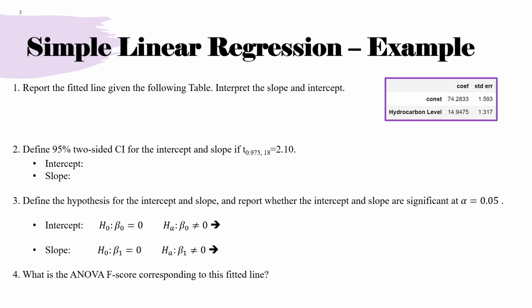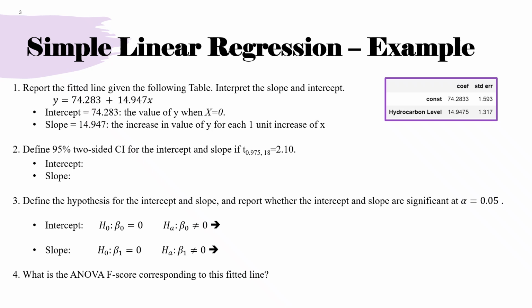From the provided partial output, we can see the fitted regression coefficients and their corresponding standard errors. Using the coef column, we report that the fitted regression line is y equals 74.283 plus 14.947 times x, where y denotes oxygen purity and x denotes the hydrocarbon level. In this fitted simple linear regression model, the intercept, beta 0, is 74.283. This represents the expected oxygen purity when the hydrocarbon level is 0.